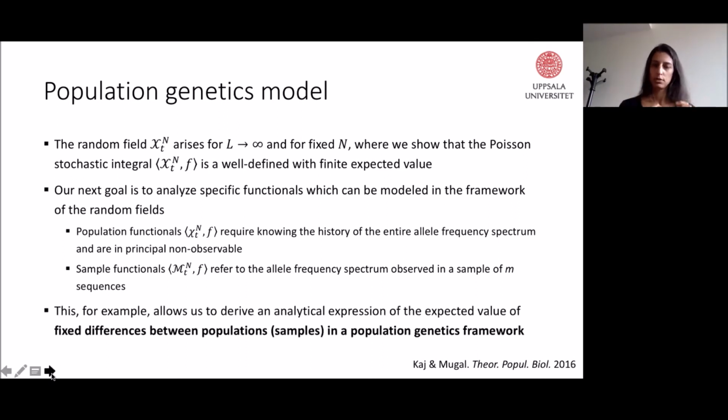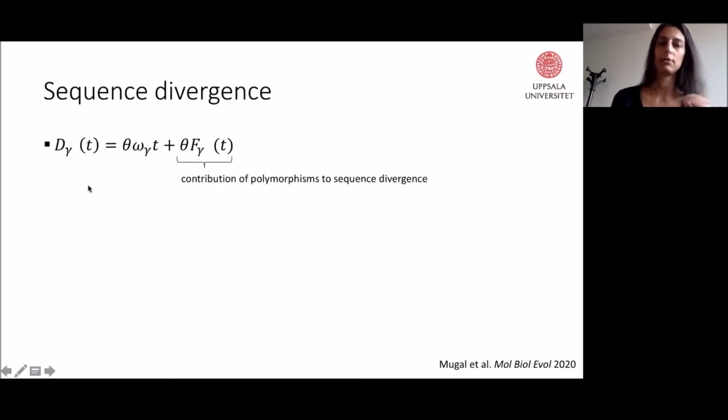So we then choose specific functionals, and then we get fixed differences between populations or between samples. If we have a sample size of 1, that's actually what we need for divergence, because in a phylogenetic setting, we have a sample size of 1. So that means we now get an expression of sequence divergence D as a function of time, which, as expected, has a linear contribution. The more time passes, the more fixations accumulate over time, which is what we expect in a phylogenetic setting.